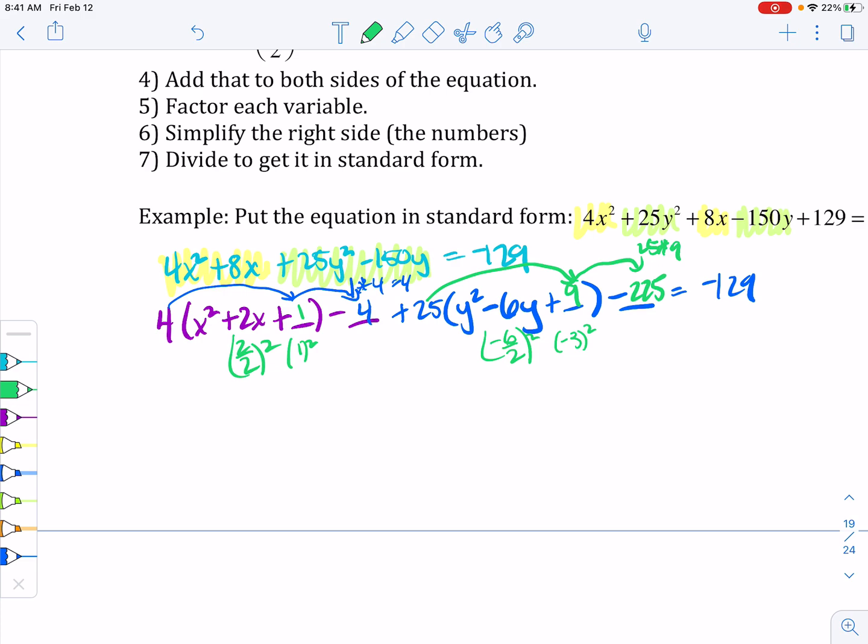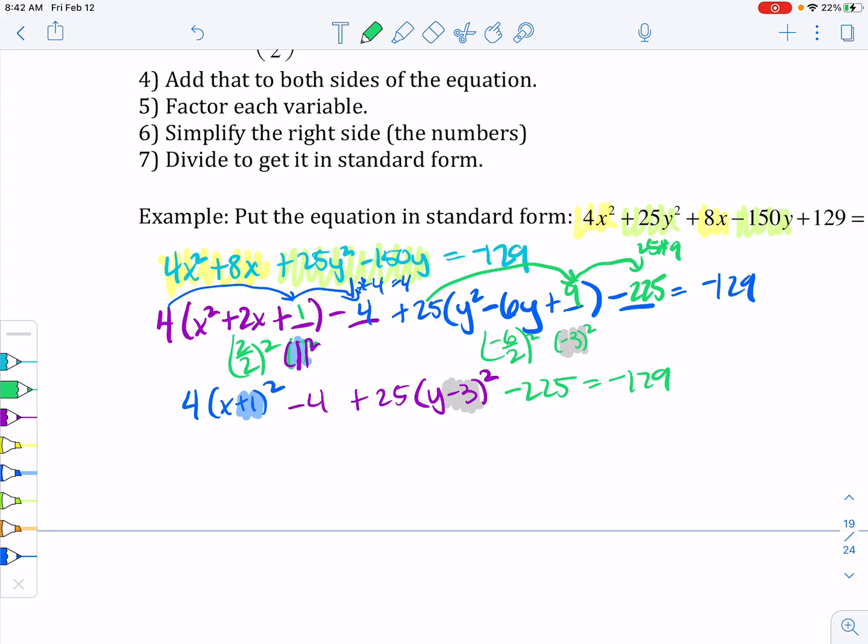So now we're going to finish completing the square. So this, you either need to factor or it goes to the thing before you squared it. So this will be x plus 1 quantity squared. Okay, and then we're going to have minus 4 plus 25 times y minus 3 quantity squared. So it's this number here. And then we still have minus 225 equals negative 129.